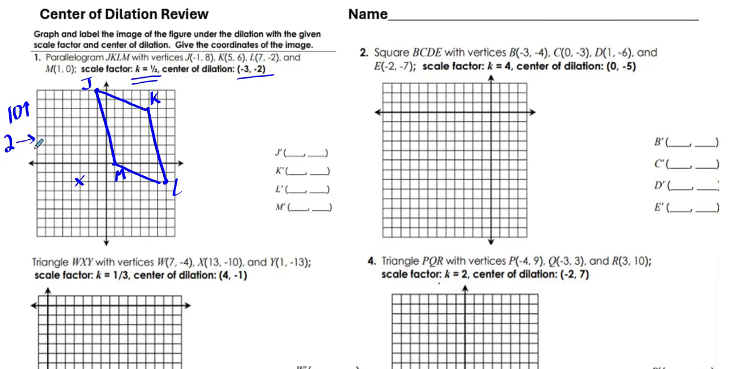10 up, 2 over. We're multiplying them by a scale factor of 1/2. So that's going to shrink down to 5. 1, 2, 3, 4, 5. And the 2 is going to shrink down to just 1. That is J prime.